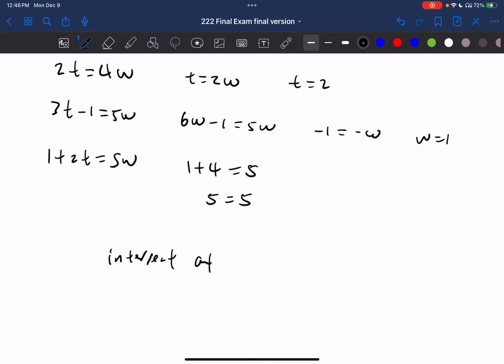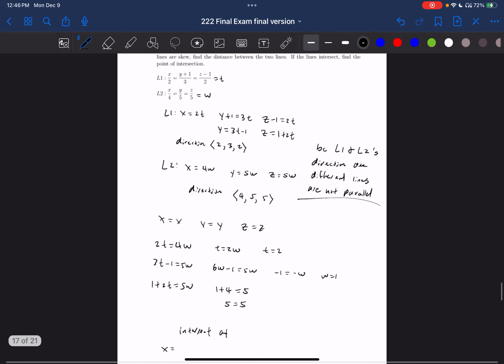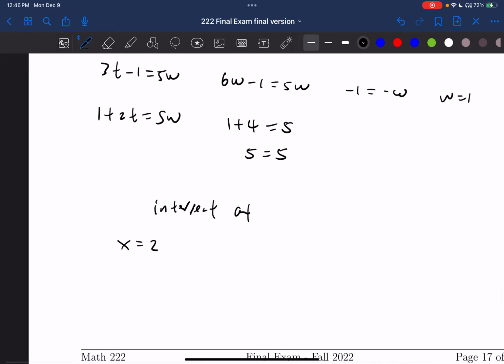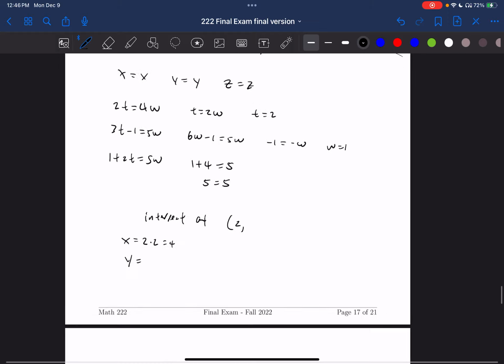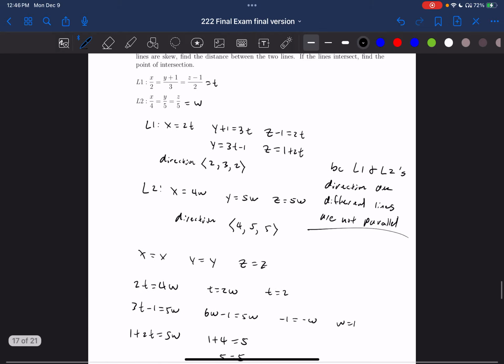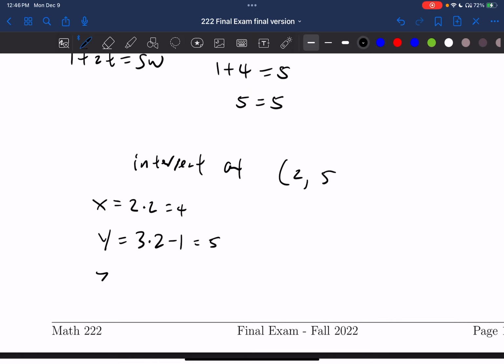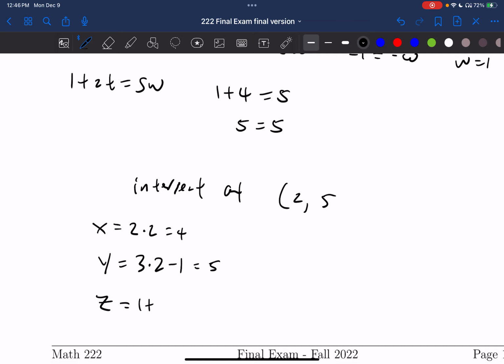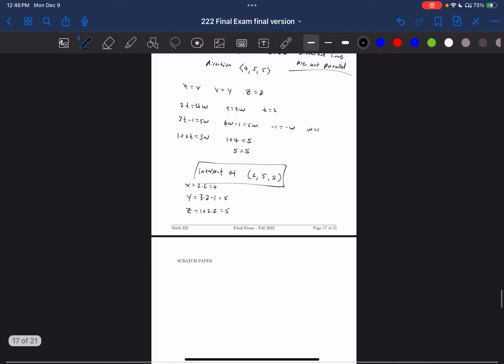They intersect at x is equal to 2t, and t we said was 2, so 2 times 2, which is 4. The point 4, comma y is equal to 3t minus 1, 3 times t, which is 2, which is going to be 5. And z, which is going to be 1 plus 2 times 2, 2t, which is going to be 5. So they're going to intersect at this point. And that's it.